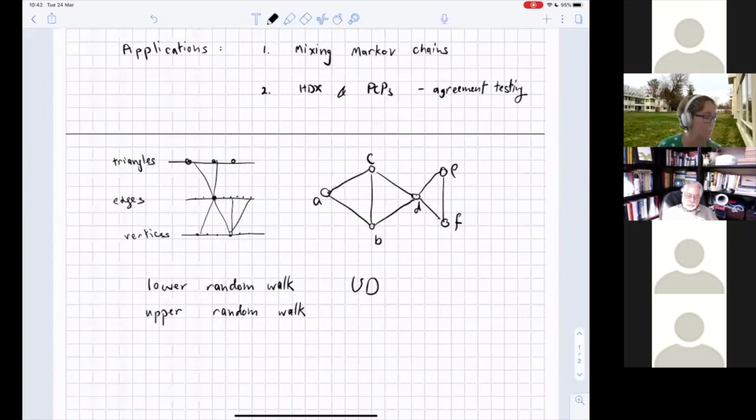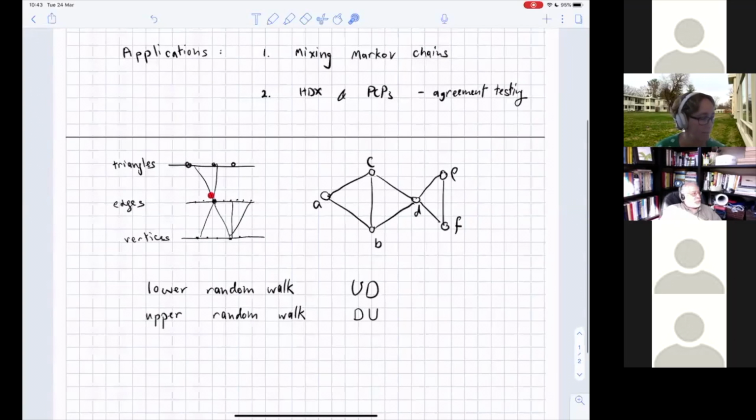Okay. But in the upper random walk, you could describe it as first going up and then going down. Of course, this is the up. This operator is the one that goes from layer 1 to layer 2, whereas this operator is the one that goes from layer 0 to layer 1. So they are different operators, but they use the same letter. Let me list this. So the upper random walk, I could consider this one, the DU, that goes up and then down.